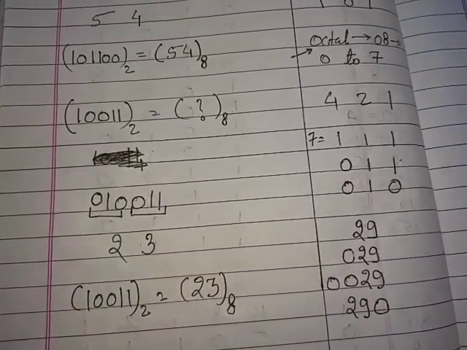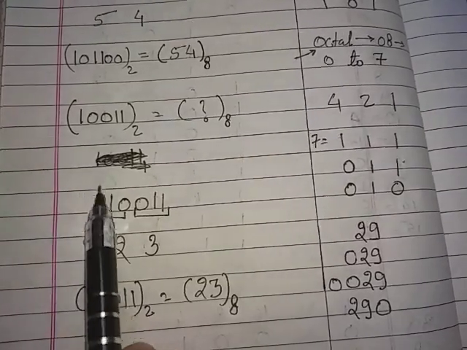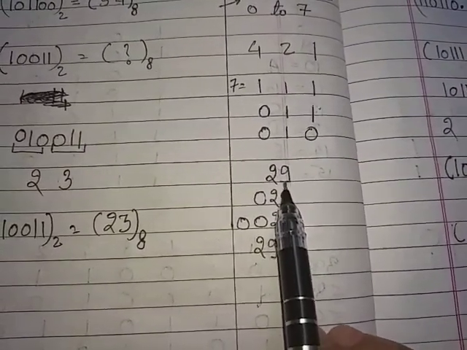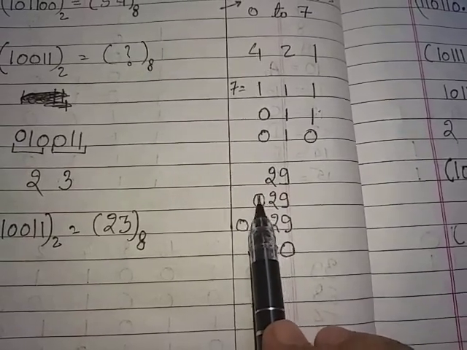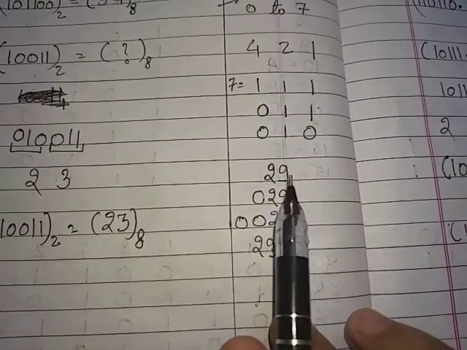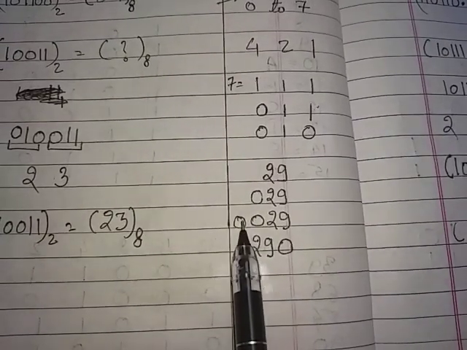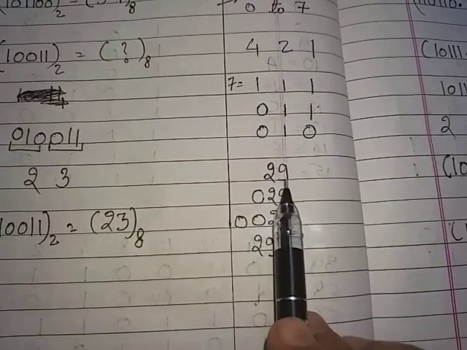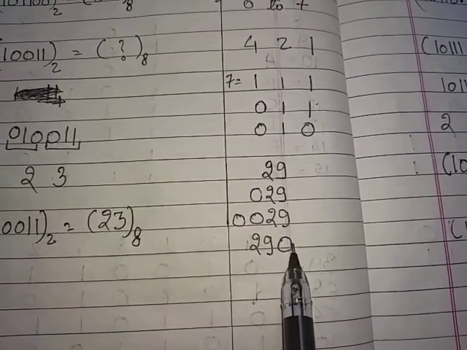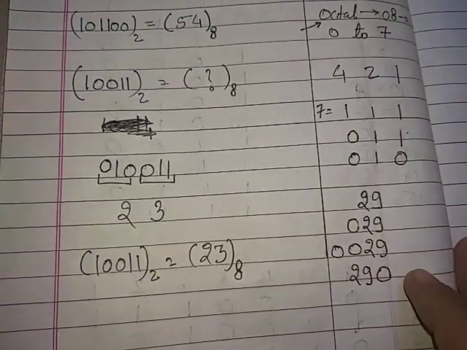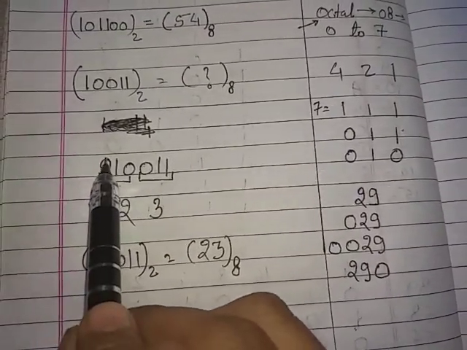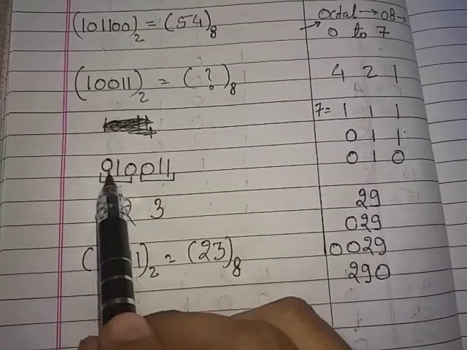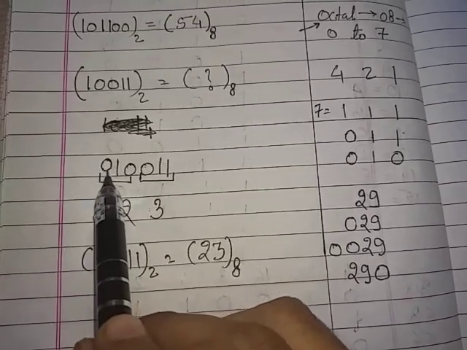Now a question arises, why is a 0 added ahead? Suppose I have the number 29. If I add a 0 ahead of this number 29, will the value change? No. If I add one more 0, will the value of 29 change? No. But if I add a 0 behind, it will become 290. In a similar way, we have to add 0 ahead of the bits. That's why a 0 is added on the left hand side, on the leftmost side.